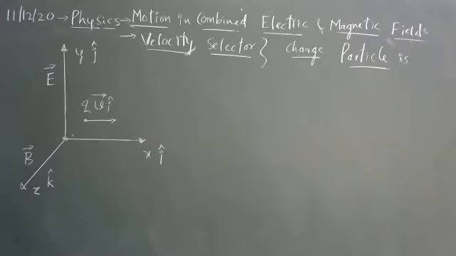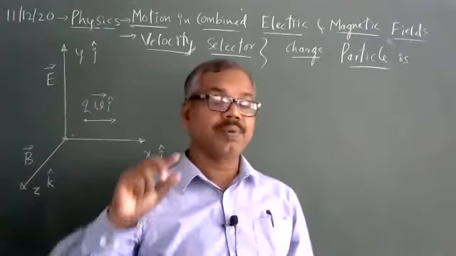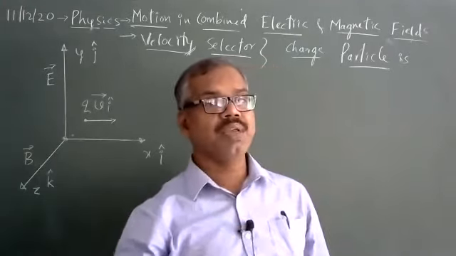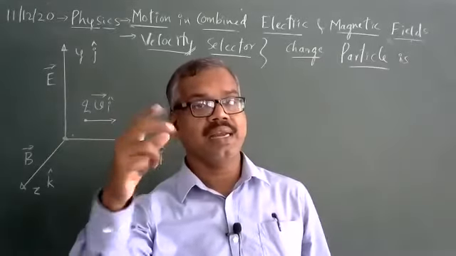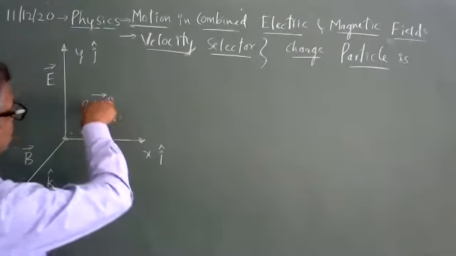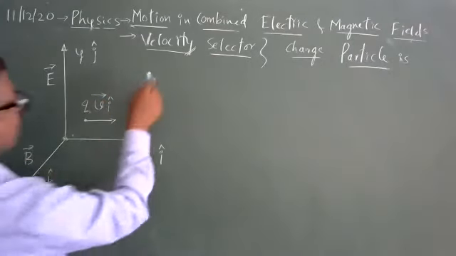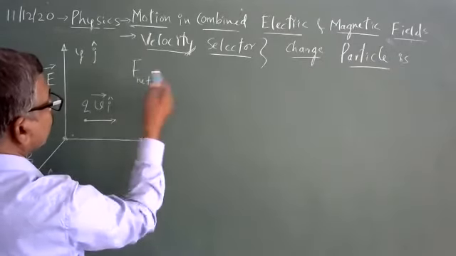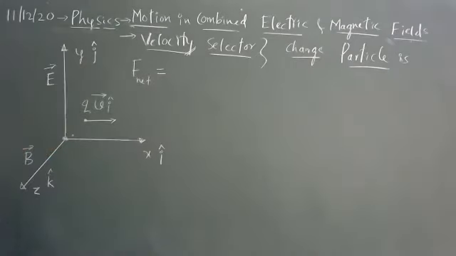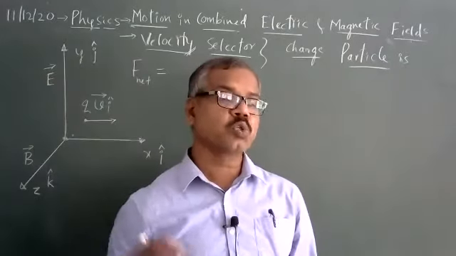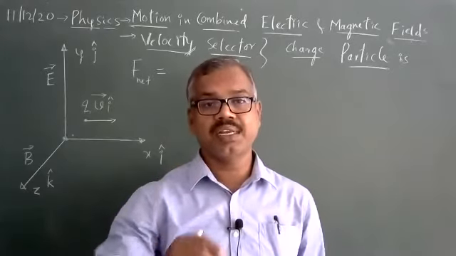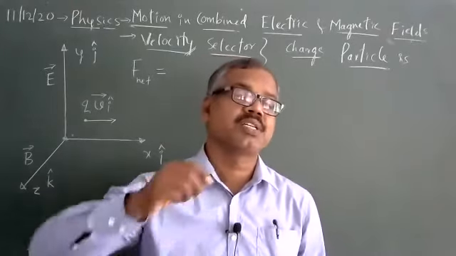The particle is moving along the x-axis, meaning a particle with velocity v. There are a large number of particles which enter with velocity v, making an angle of 90 degrees. Now the net force acting on the particle is the sum of electric force plus magnetic force. The charged particle experiences an electric force, and the charged particle experiences a magnetic force.